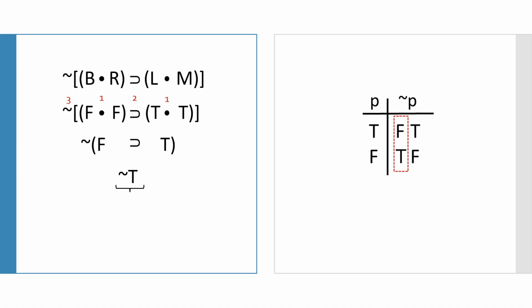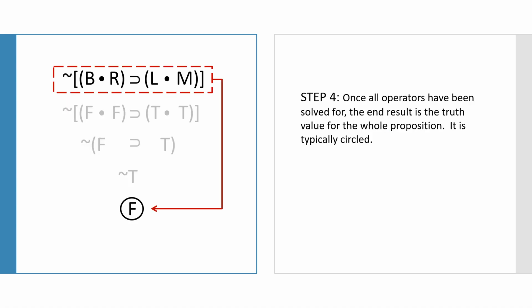And so now we need to solve for this. If I have a true statement that has been negated, the result is fairly straightforward. Just do the opposite. So we end up with the false statement as a whole. What this shows us is that this entire original statement, the claim that it is not the case that if B and R is true, then L and M is true, assuming again the truth values we plugged in, which are actually at this point correct, that this entire original statement must be false.